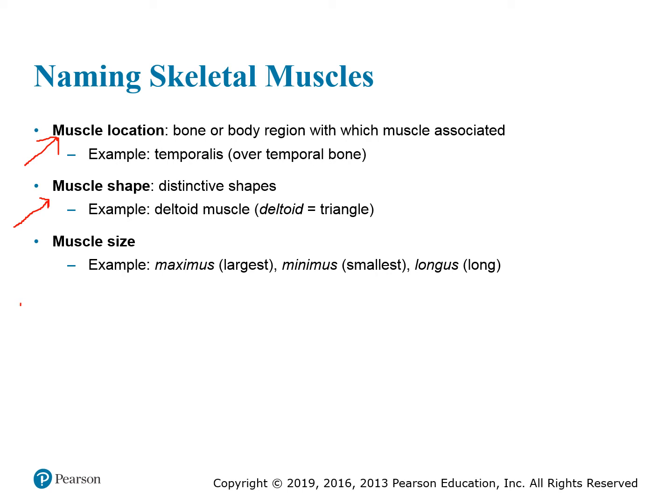Some muscles are named according to their size. So maximus usually means the largest of a group of muscles. Minimus is the smallest. There is a medius in the middle. And then longus means that the muscle is long. So for example, the gluteus maximus is a large muscle. It's the largest of the gluteal muscles. The abductor digiti minimi is a small muscle, and so it has minimus or minimi as part of its name.